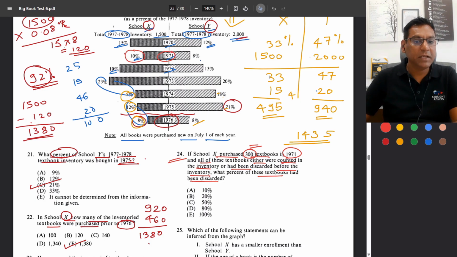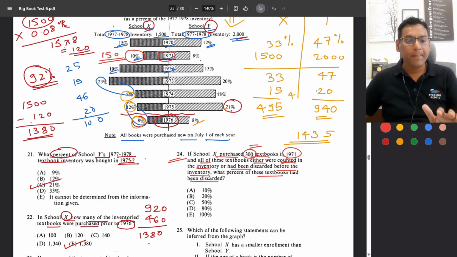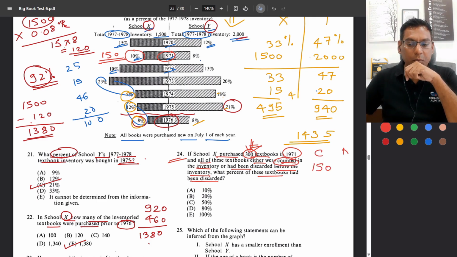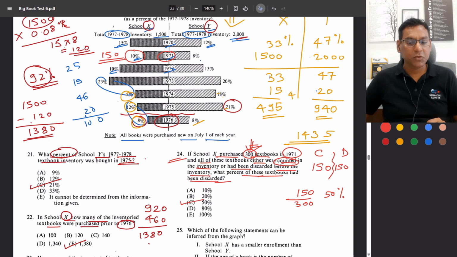1971, school X is 10%, that means 150. So according to the graph, in 1971 150 books were purchased. But here it is saying 300. So what must have happened to the other 150? Out of those 300, 150 were counted, and 150 remaining were discarded. What percent of the textbooks had been discarded? 150 were discarded out of 300 purchased. 50% were discarded. 50% were counted. Answer choice C.